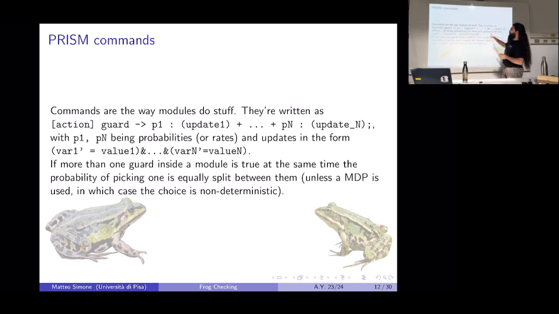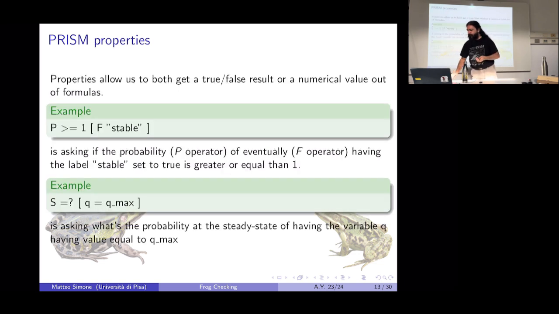We don't really care about this since we're just doing a bird's eye view of Prism and its application for statistical model checking. If more than one guard inside a module is verified at the same time, Prism just splits the probability of picking them between all applicable rules. Unless we're in a non-deterministic model; in that case, we don't know the probabilities of picking them.